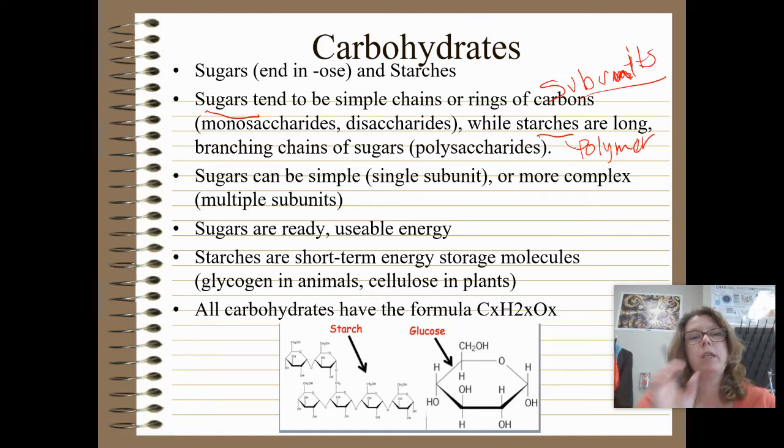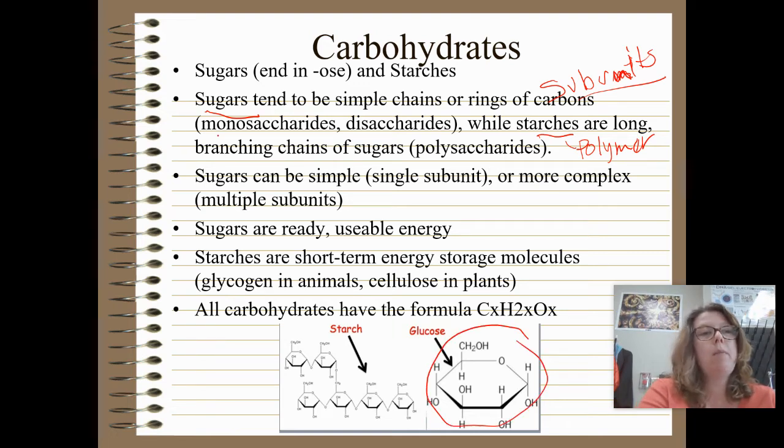Okay, so what we do is we take little tiny sugar molecules and we link them together to make a large starch. And that's really what you're seeing here at the bottom. Glucose is a simple sugar. It happens to be a monosaccharide because it has a single ring of carbons. Disaccharides would be 2 rings of carbons linked together. Okay, and then if we link mono and disaccharides together, like you see in this starch molecule right here, then what we have is called a starch, and that's the polymer.